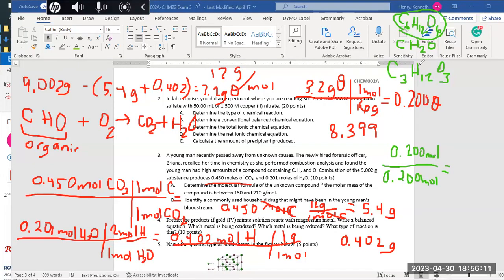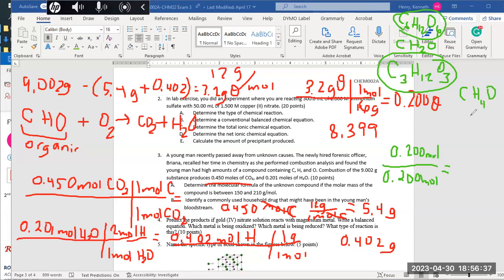So what would be the empirical formula for this one? Let's see. CH6O. So 3 divided by 12 is? No, 4. Sorry. That's right, 4.